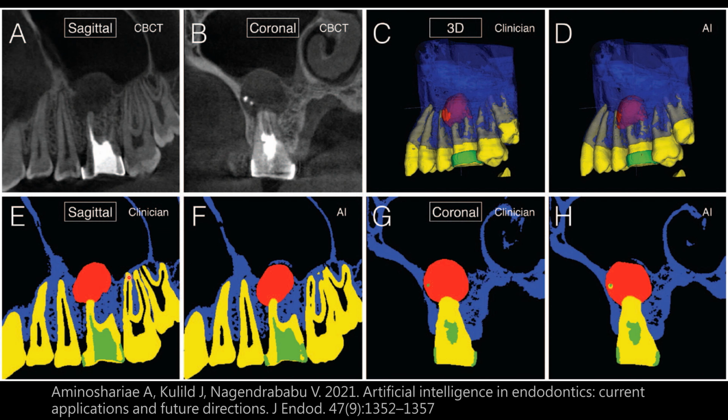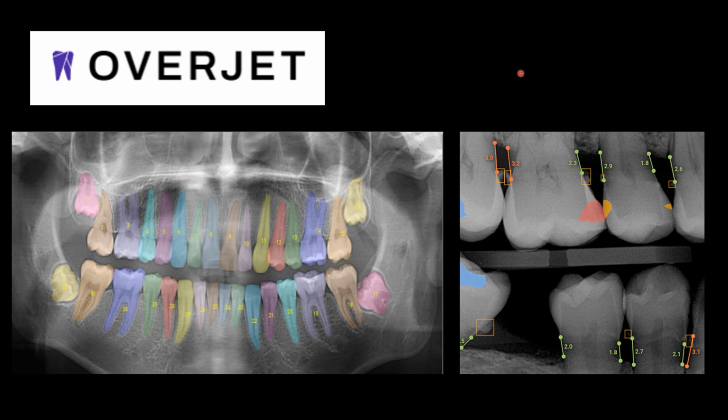So here is another one. They can use segmentation to isolate the apical lesion in CBCT, in 2D and 3D. And in the market, they have already developed a lot of these panels. They can isolate every tooth and evaluate the bone level and the CEJ level.